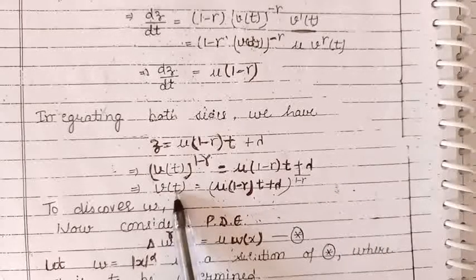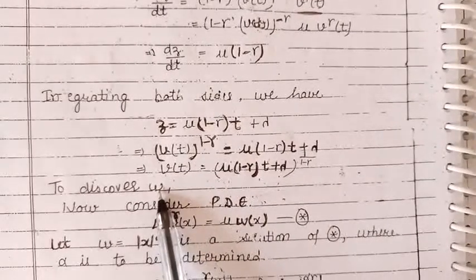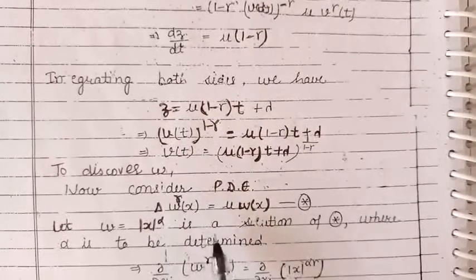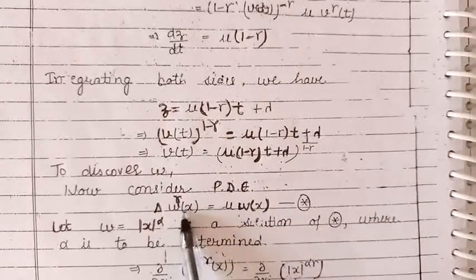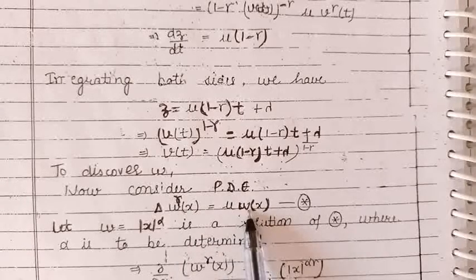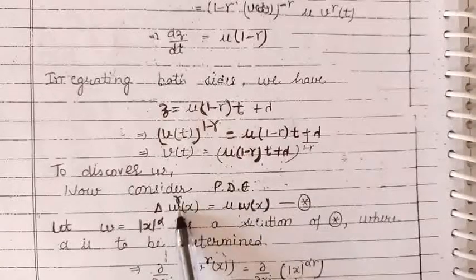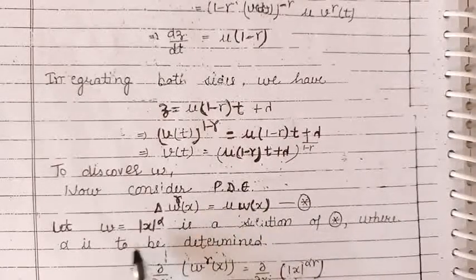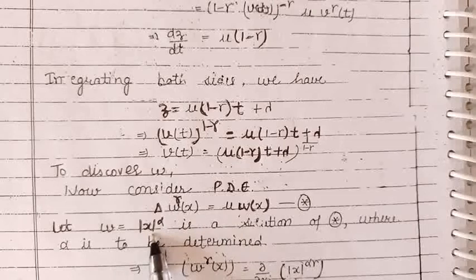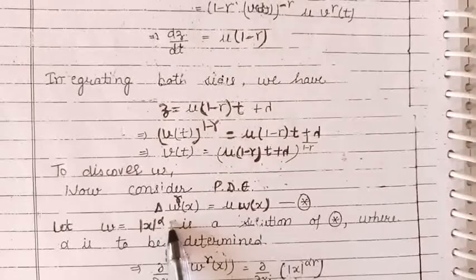Now it remains to discover the function w. For this, let us consider the partial differential equation Laplacian of w raised to the power gamma is equal to mu into w. Let us take a solution for this differential equation of the form w is equal to |x| raised to the power alpha. Here alpha is a constant to be found out.